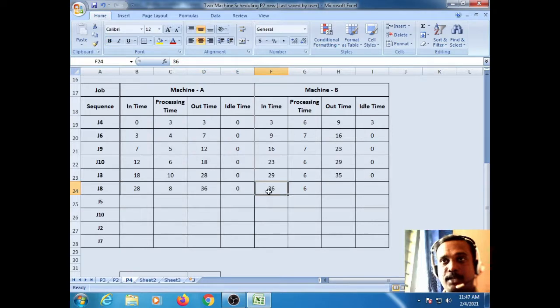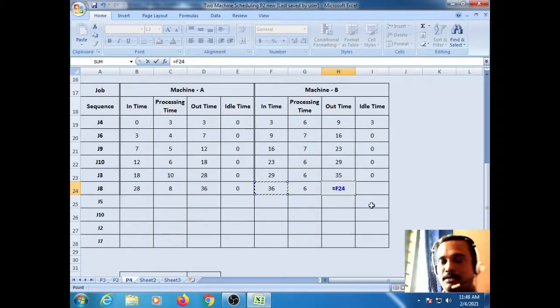Even though the machine is free or idle, it has to wait for the job. At the 36th hour the next job is ready to perform on machine B, so it has to wait for the job for 1 hour. In this case we will get the idle time.